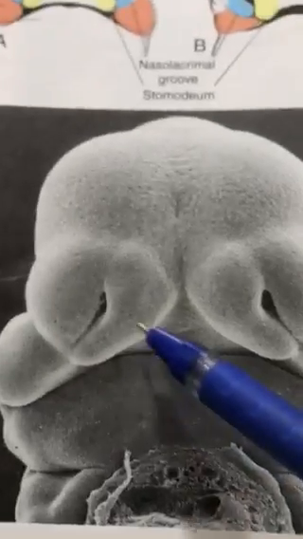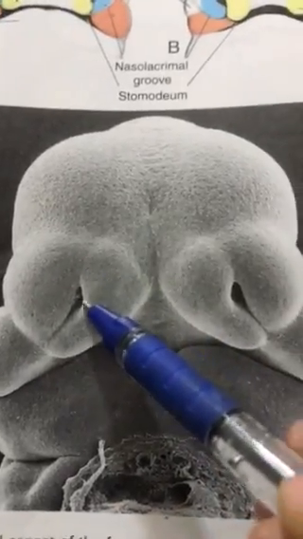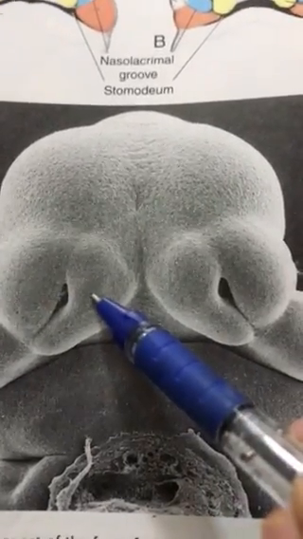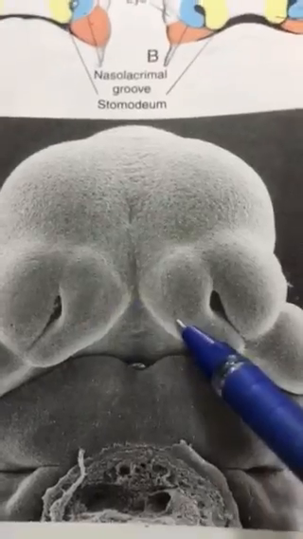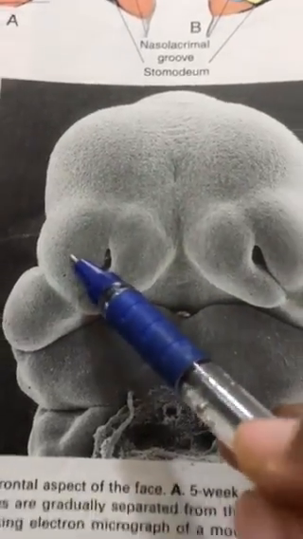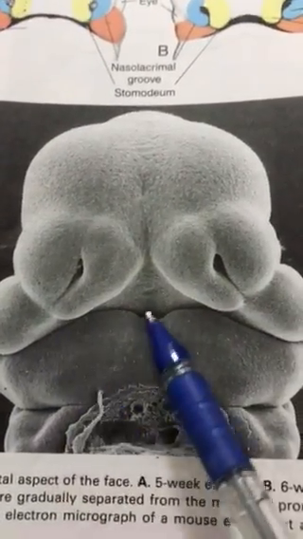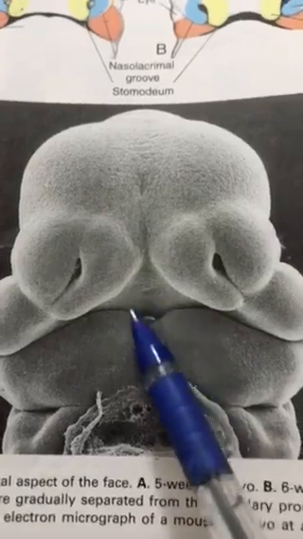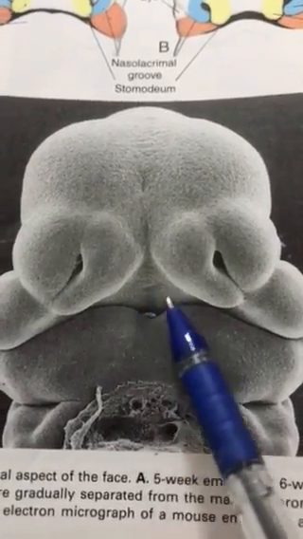So in this area you can see nicely the projections. This is the nasal pit. See, on both sides the processes are being enlarged. This is called the medial nasal process. This is called the lateral nasal process. Now the maxillary process. This is the opening for the future mouth, that is called stomatodeum or stomodeum.